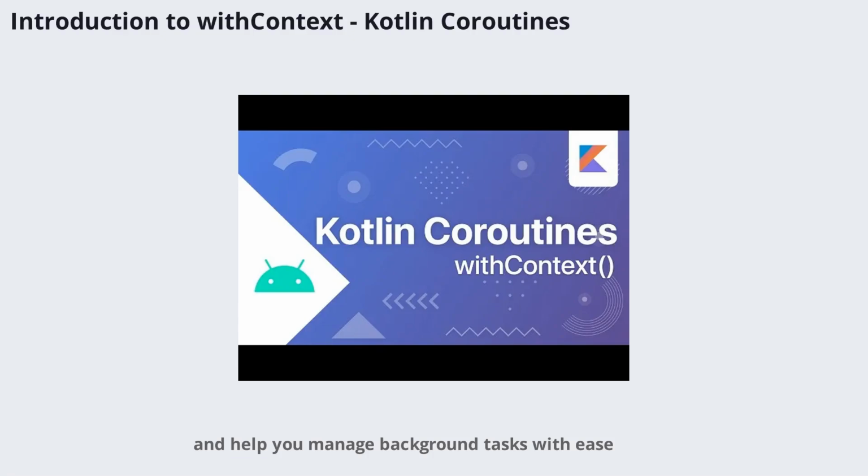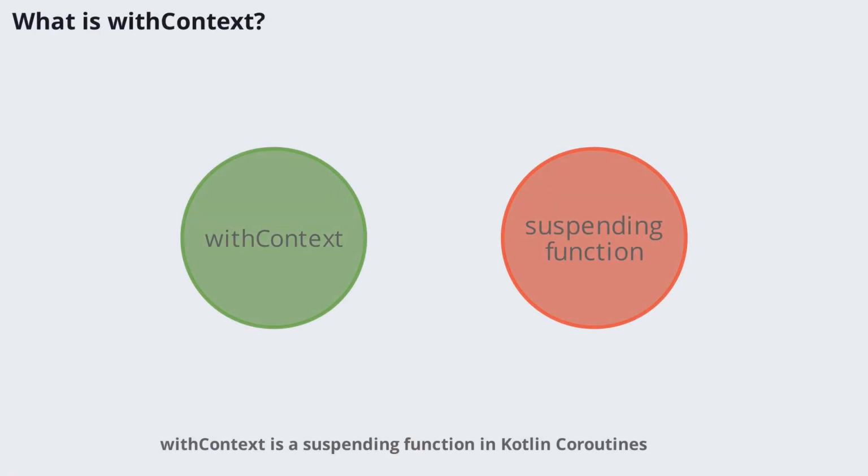Whether you're a beginner or an experienced developer, understanding withContext will elevate your coroutine skills and help you manage background tasks with ease. WithContext is a suspending function in Kotlin coroutines that allows you to switch the coroutine's context, such as moving from the main thread to a background thread, while suspending the current coroutine. This means you can run a block of code in a specified context and get the result back, all without creating a new coroutine. It's a core tool for managing threading and concurrency in Kotlin, making your code both efficient and readable. Let's see how withContext fits into the coroutine ecosystem.